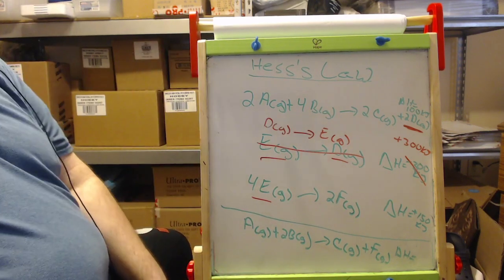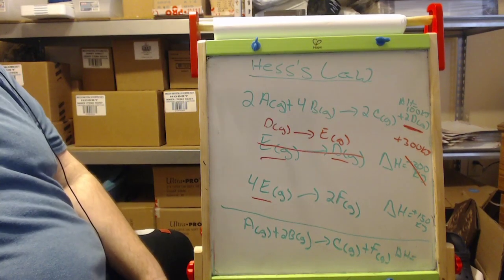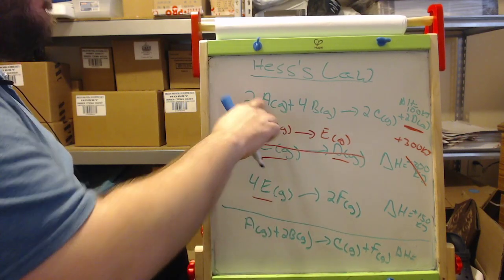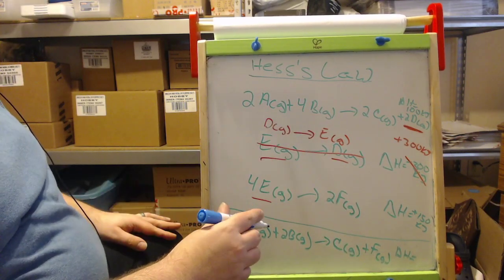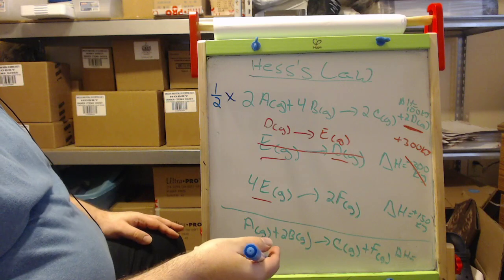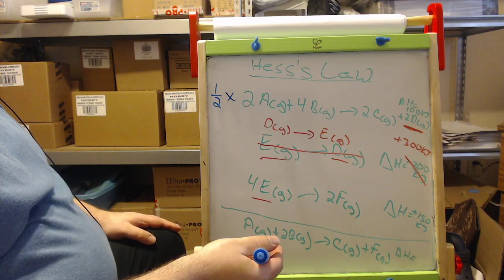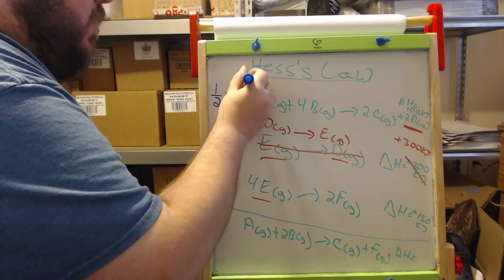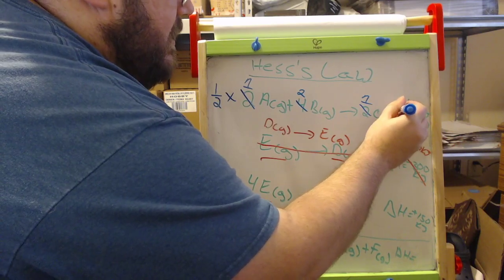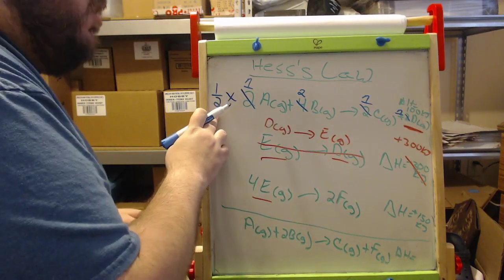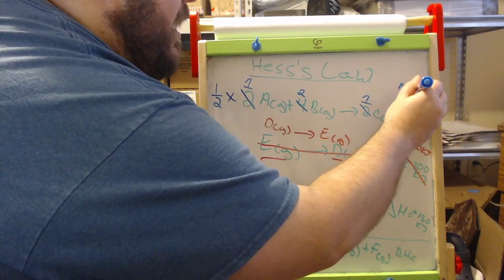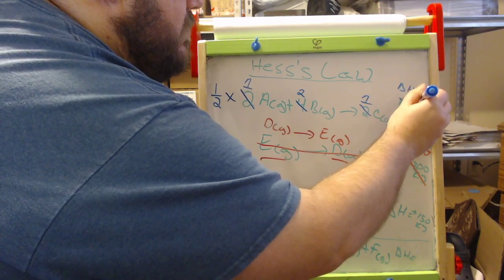My next step, make sure I'm in the correct ratio. I've got 1A here. I've got 2 up here. I've got to get rid of that 2. How do I get rid of that 2? I multiply everything by a half. This becomes 1. This becomes 2. This becomes a 1. This becomes a 1. Whatever I multiply my equation by, my delta H also gets multiplied by. So this becomes 50 kilojoules.